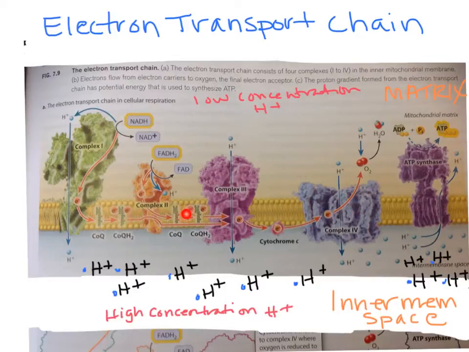Our electrons are being carried through the membrane, okay? When we send our hydrogens back through ATP synthase along their concentration gradient by facilitated diffusion, here we have our electrons jumping in with these hydrogens to create water. So here's our water molecule.